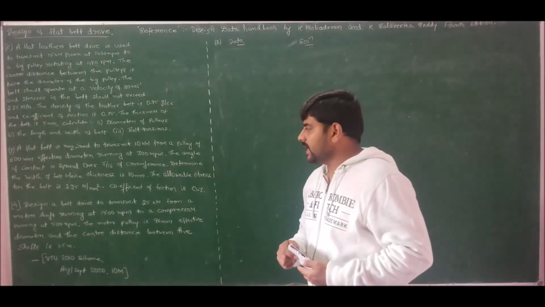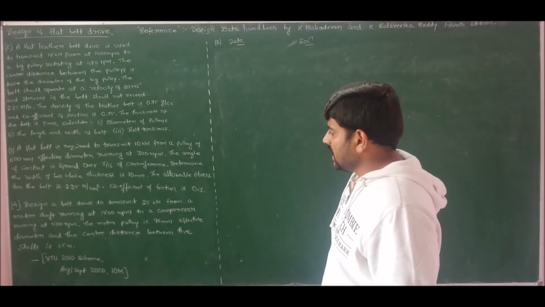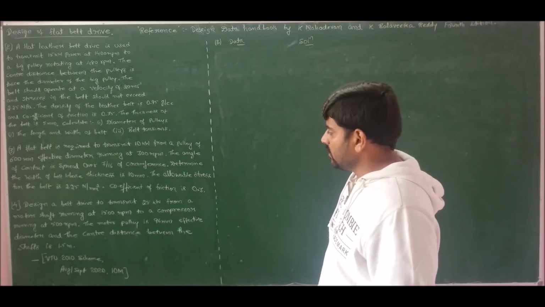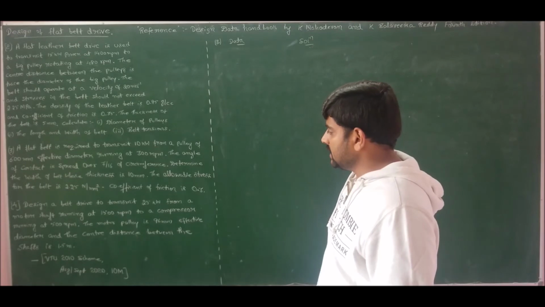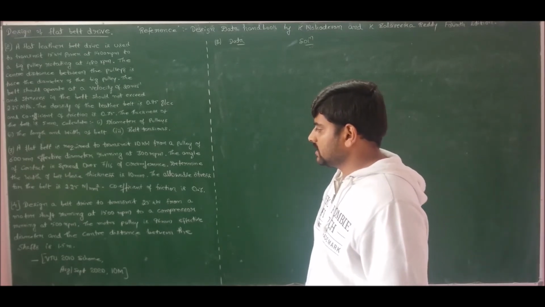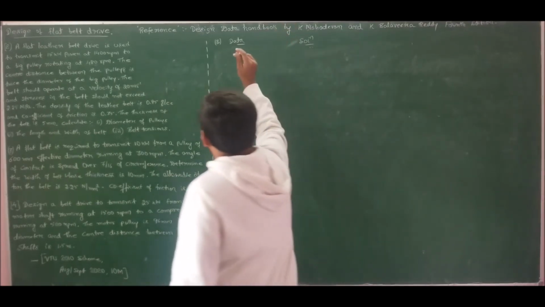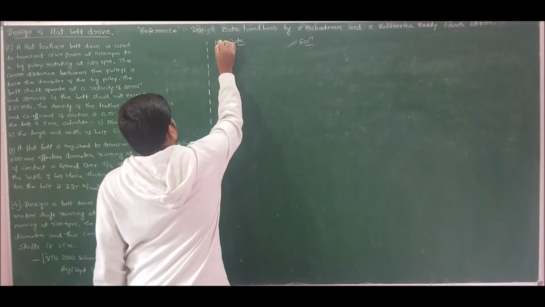Now moving ahead for the final problem, which states that design a belt drive to transmit 25 kilowatt from a motor shaft running at 1500 rpm to a compressor running at 500 rpm. The motor pulley is 96 mm effective diameter and the center distance between the shafts is 1.5 meters. So let us design this belt completely, which was asked in the V2 examination.